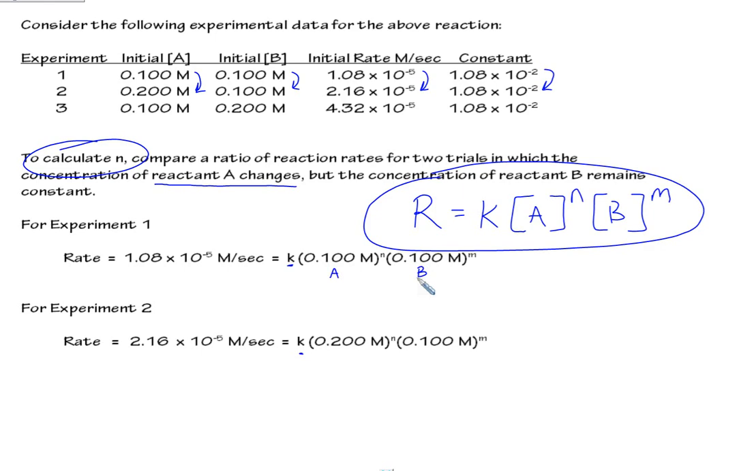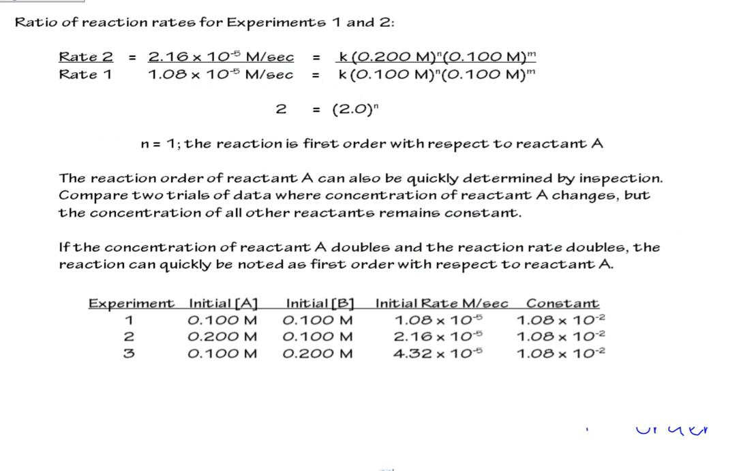Then we do the same thing with trial 2. We've got the rate for trial 2. K is the constant. This is the concentration of A raised to a certain power, and B raised to a particular power. Okay, so now watch what happens if we compare these. Here's where it gets good. Let's compare these two, trials 2 and 1.